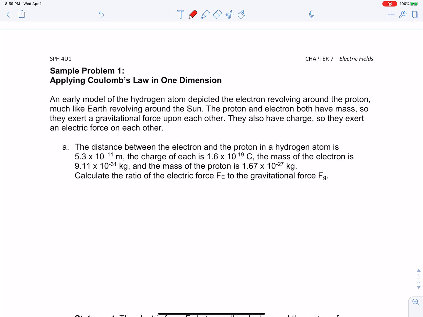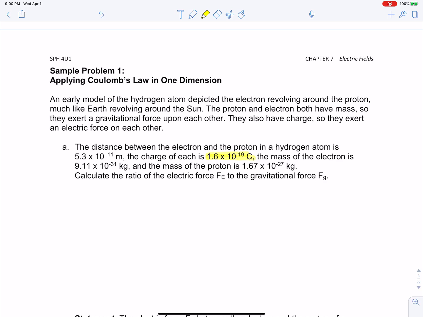The distance between the electron and the proton in a hydrogen atom is 5.3 times 10 to the power of negative 11 meters. The charge on each, both the electron and the proton, is 1.6 times 10 to the power of negative 19 coulombs. Remember, this is the elementary charge. It's positive 1.6 times 10 to the negative 19 if we're talking about protons, and negative 1.6 times 10 to the power of negative 19 coulombs if we're talking about electrons.